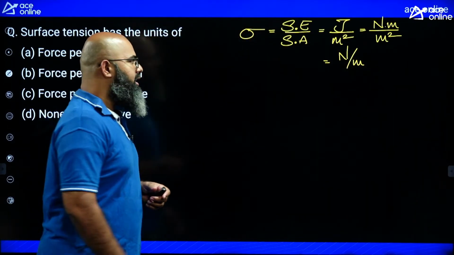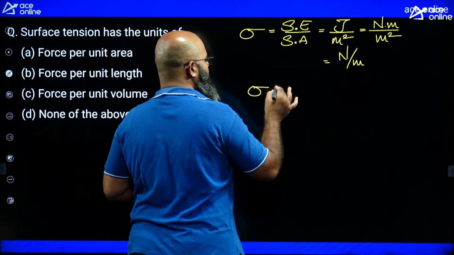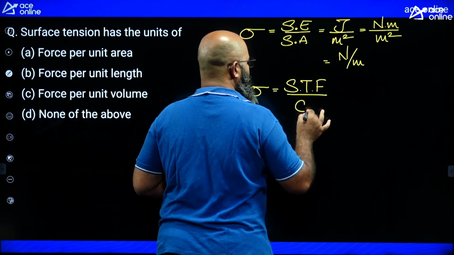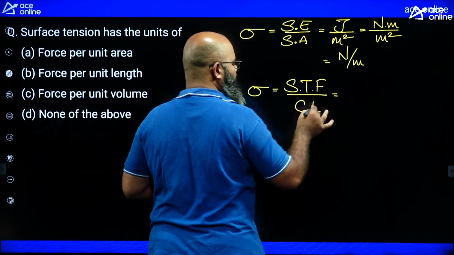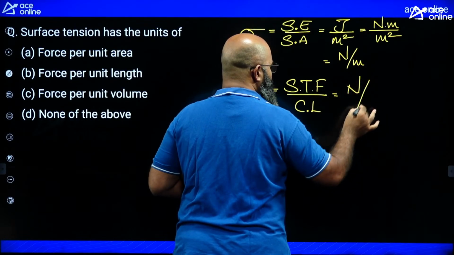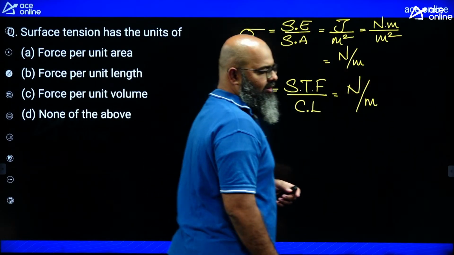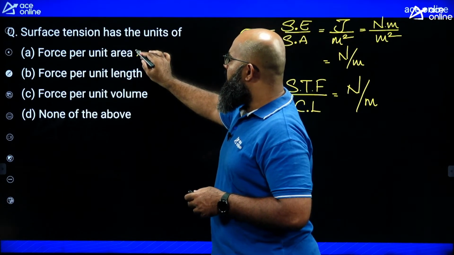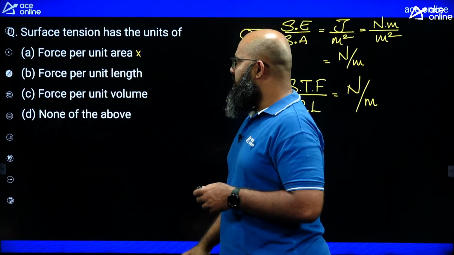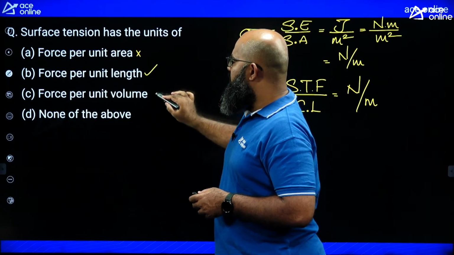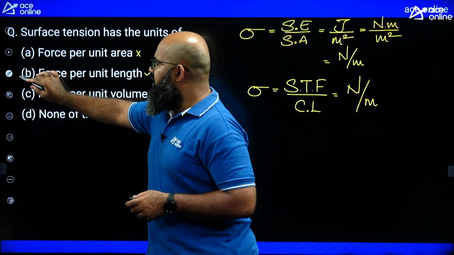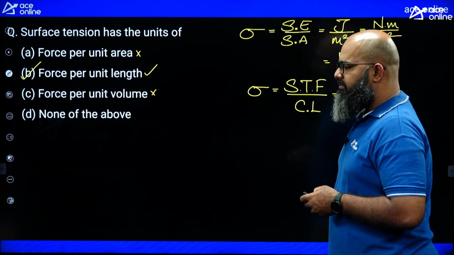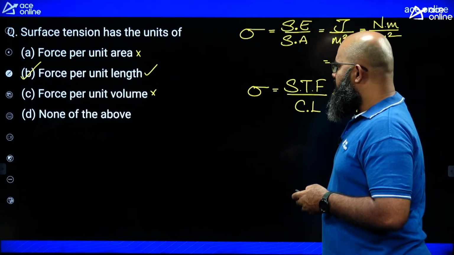Okay. Another formula for surface tension is what? It is surface tension force upon circumferential length. So it is force upon length, which is again Newton per meter. Okay, very, very simple thing. You can look at the options. Force per unit area would be wrong. Of course, energy per area would be correct over here. Force per unit length is correct. Force per volume is wrong. The correct answer over here is option B. I'm assuming all of you are getting these answers. Okay. Moving further to the next question.